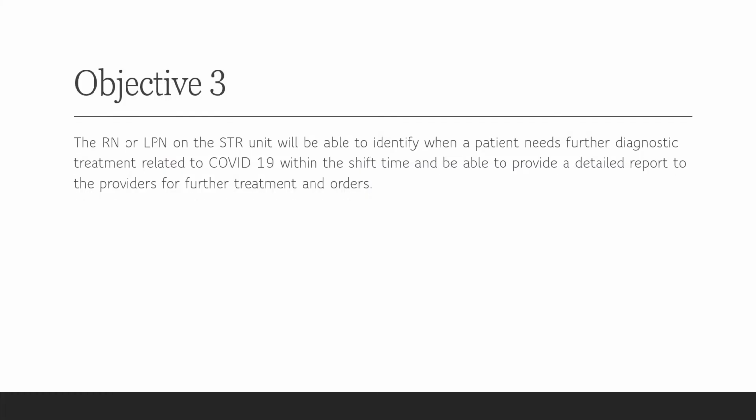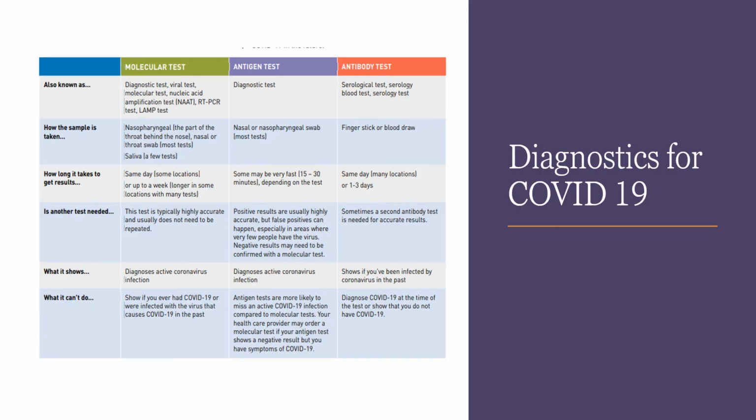All right, so on to objective 3. The RN or LPN on the short-term unit will be able to identify when the patient needs further diagnostic treatments related to COVID-19. They'll do that within the shift, and they'll be able to provide a detailed report to the providers.